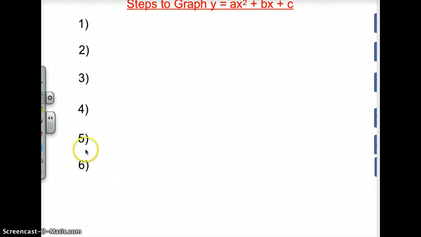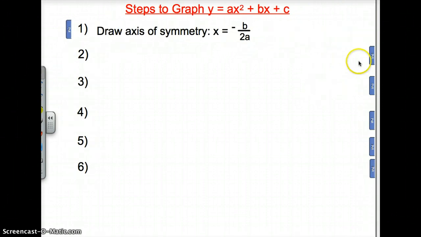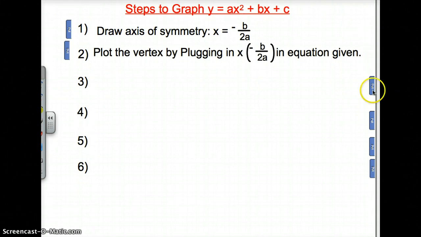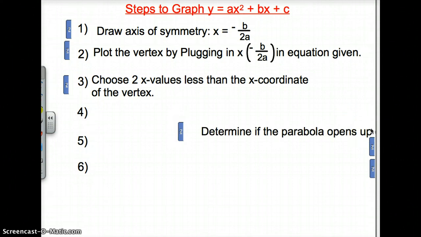Next, we're going to touch on the steps to graph y equals ax squared plus bx plus c. I know you already have these in your notes, but we're going to go through them really quickly one more time. First thing you do is draw the axis of symmetry, where it is x equals negative b over 2a. Next, we plot the vertex by plugging in x, or negative b over 2a, into our equation that is given to us. Next, we choose 2x values less than the x coordinate of the vertex.